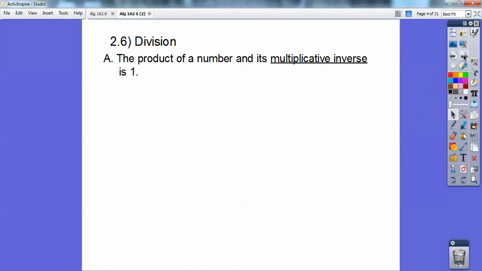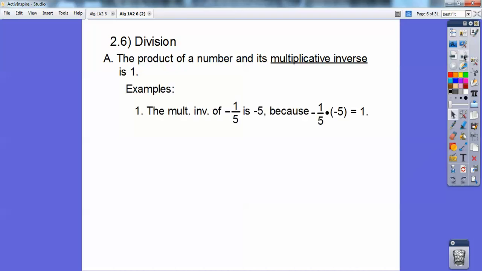The product of a number and its multiplicative inverse is always 1. So for example, the multiplicative inverse of negative 1/5, you just flip it, and it becomes negative 5 over 1, because negative 1/5 times negative 5 equals 1. Similarly, the multiplicative inverse of 6/7 is 7/6 because when I multiply them, it equals 1.